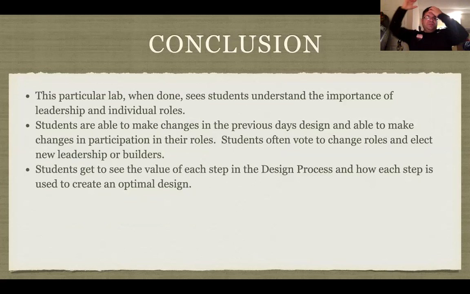And then conclusion. So this lab, when done right, sees students understand the importance of leadership in individual roles. The goal of CTE is for students to understand how process and role makes them a better worker. Technology class, as long as I'll ever teach, is not about robots and flying ships in the air. That's part of it. But if you're not good at processes and managing processes, you're never going to be good at the technology part of it.